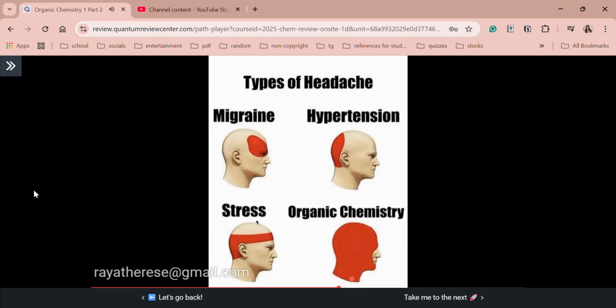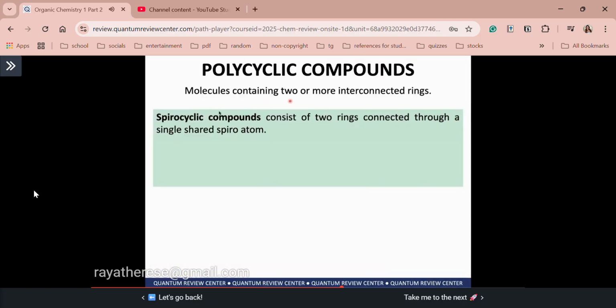Class, last topic for our crash course 1, we have the nomenclature of polycyclic compounds. Of course, this is a supplementary, a special topic discussion for our IUPAC naming because most of the time, PRC, or the Board of Chemistry, also adds certain items on your polycyclic compounds. Let's see, for polycyclic compounds, we define it as molecules that contain, with emphasis on, 2 or more interconnected rings, okay? So again, they have a point of connection that we call junction.